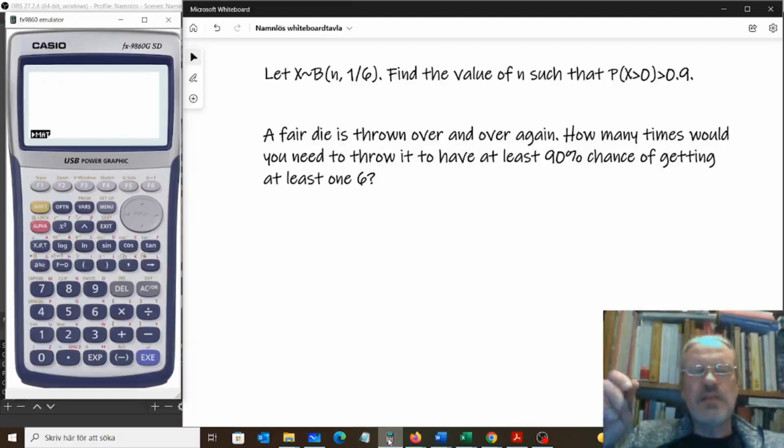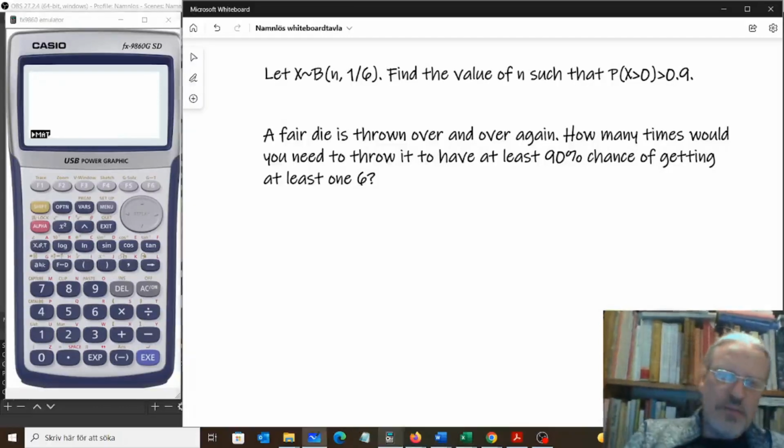We can see that the probability for success is 1/6, in other words, the probability to get a 6. And to have at least one 6 is that x, that is the number of 6's, should be larger than 0. And that should be 0.9 or 90%. But an easy way to think about this problem is to say, what is the probability to not get a 6 at all? That is 10%. And how could we throw the die to not get a 6?